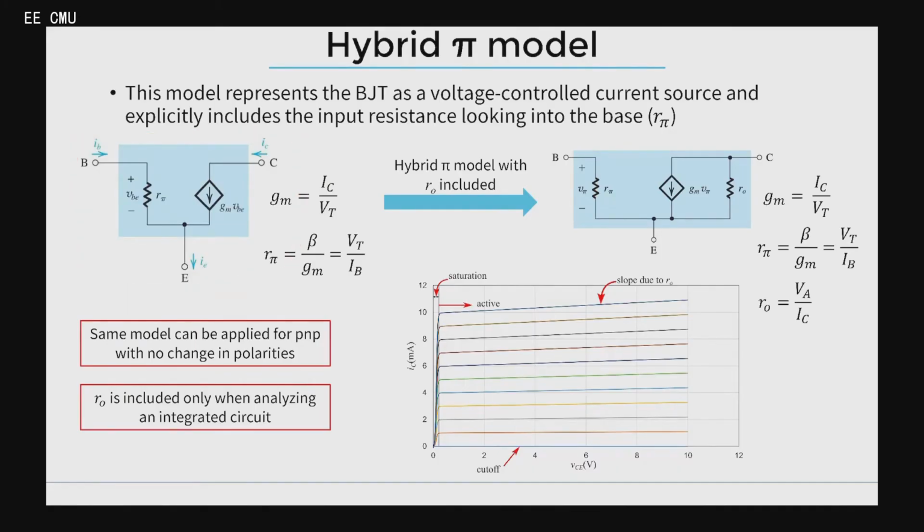This is because this VBE changes, causing the IC current to change, right? And all the variables in the small signal can be calculated from these equations. You can see that they are connected, right? This is the voltage that the base current causes IC to increase. The gain increases, IB increases, and RPI decreases, right?